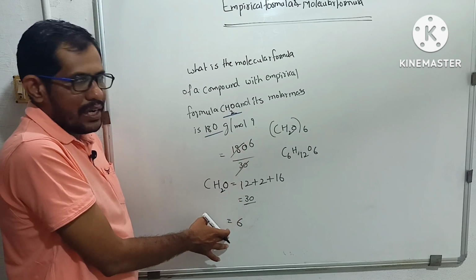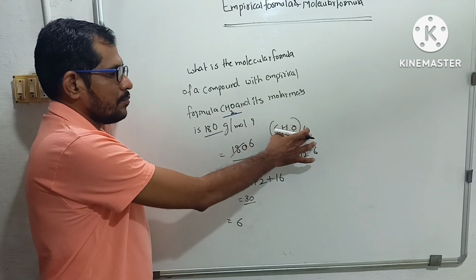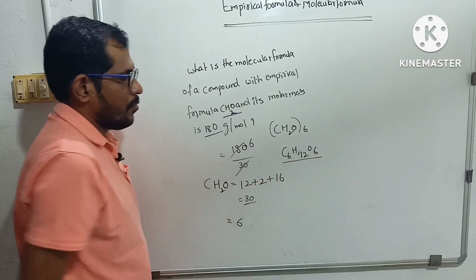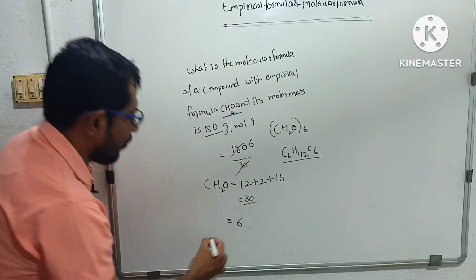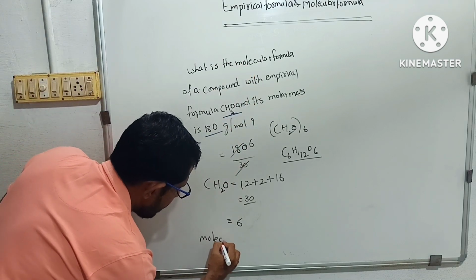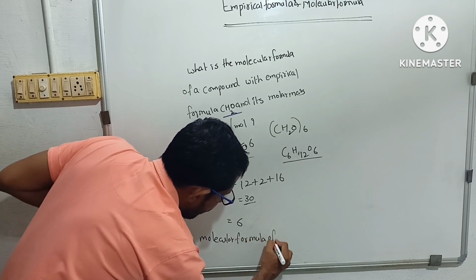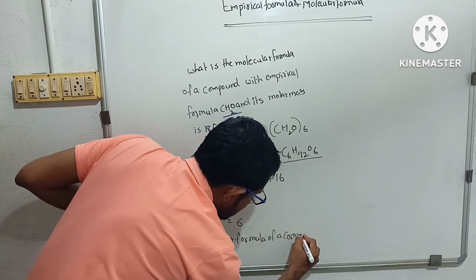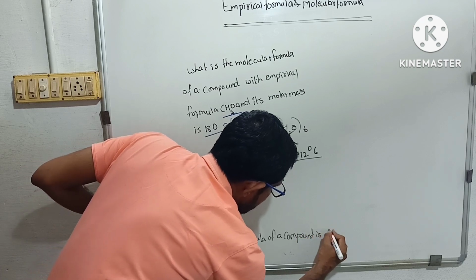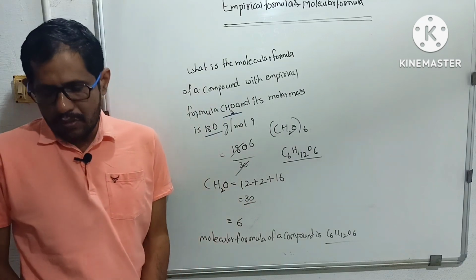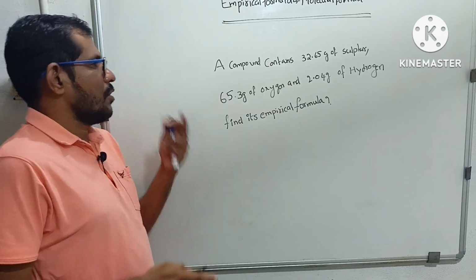I repeat: first write the molar mass and calculate the molar mass from the empirical formula, and divide it, you will get one number. Multiply the empirical formula with that number. Finally, you will get the molecular formula. So the molecular formula of the compound is C6H12O6. As we know, that is glucose.